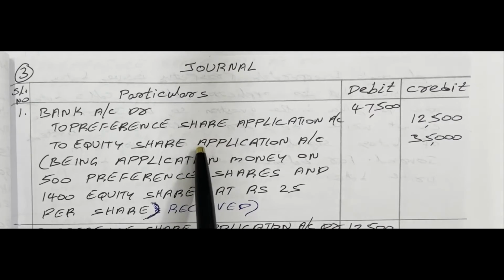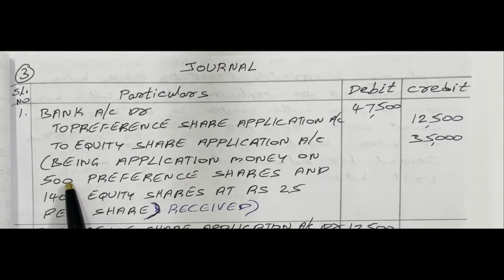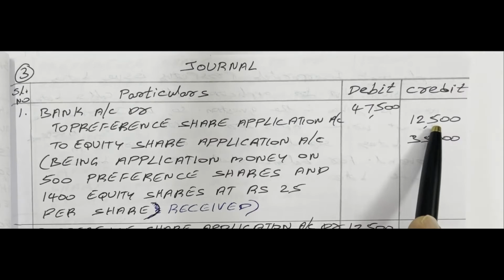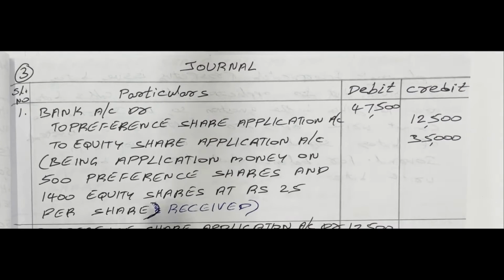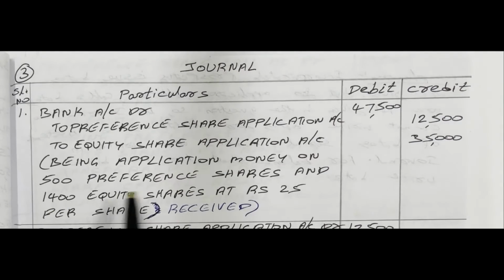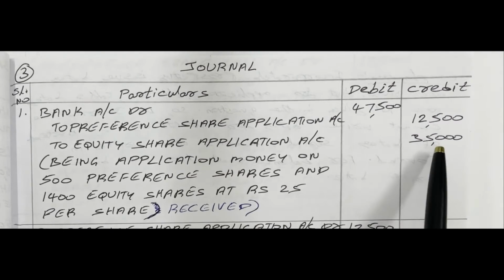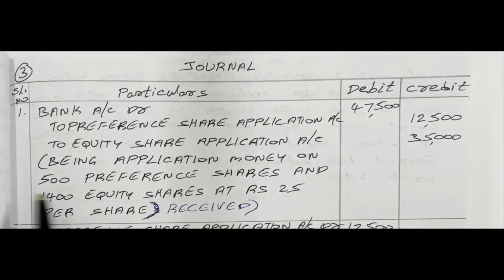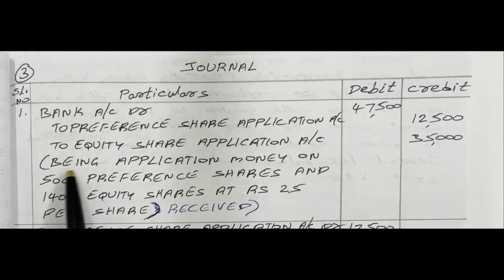Narration, what happened here, see. On 500 preference shares at the rate of 25 rupees each, 12,500 application money came. On 1,400 equity shares at the rate of 25 rupees each, 35,000 application money came. For that we are writing this entry now. Mention that in the narration: being application money on 500 preference shares and 1,400 equity shares at 25 rupees per share received.